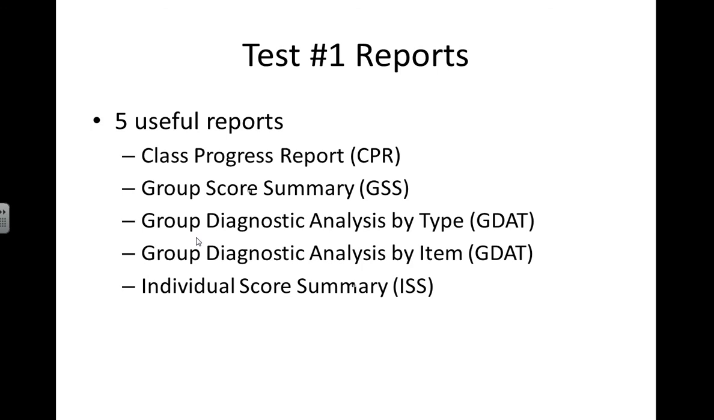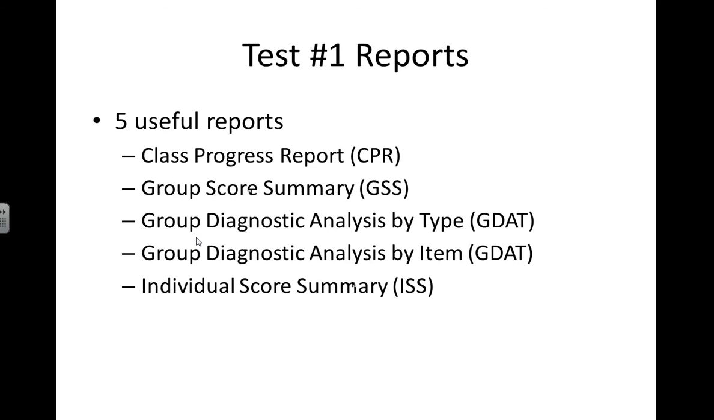implications. Of the reports you received from this first administration, 5 are useful at this time and are also useful to look at in this order. Number 1, the class progress report. Number 2, the group score summary. Number 3, group diagnostic analysis by type. Number 4, group diagnostic analysis by item. And number 5, individual score summary. The remaining reports you have received will be best utilized after Test 2 when comparisons can be made.